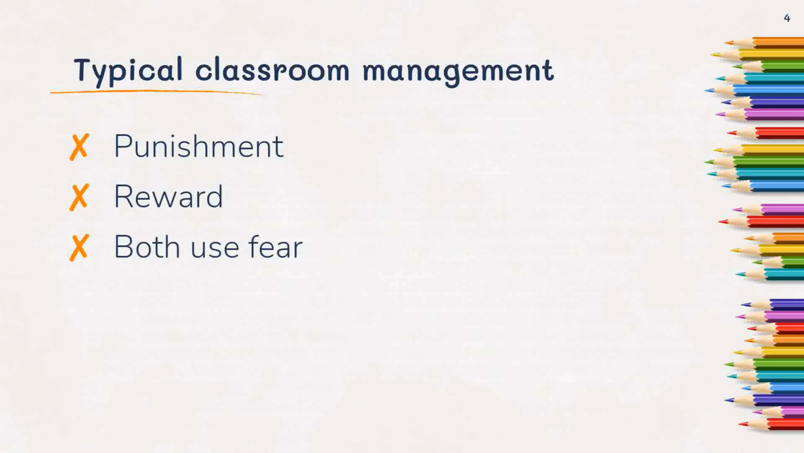Both of those, unfortunately, use fear. Now, the punishment is pretty clear. We're using the fear of the principal or fear of the parents. But the reward system also uses fear to try to manipulate students. It's the fear of not getting the reward, of not getting the points, of possibly getting the points taken away, of not getting the pencil or the prize out of the prize box.